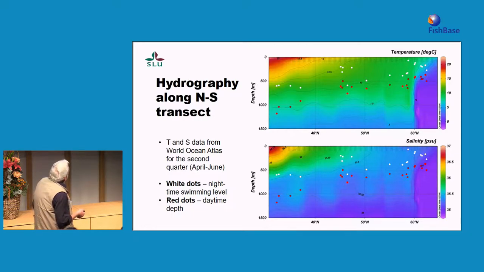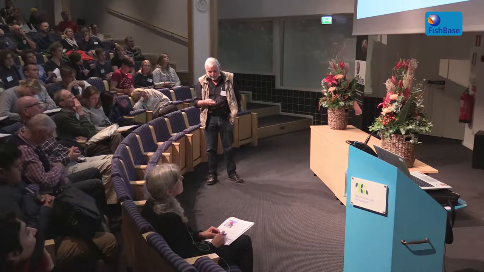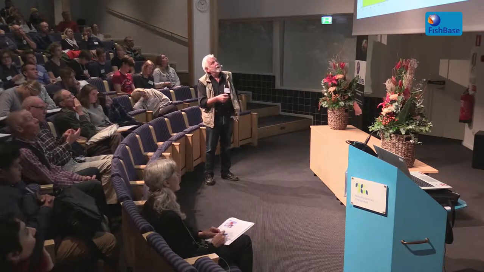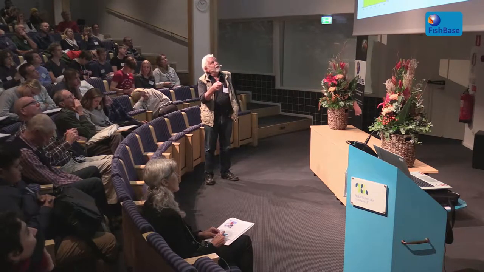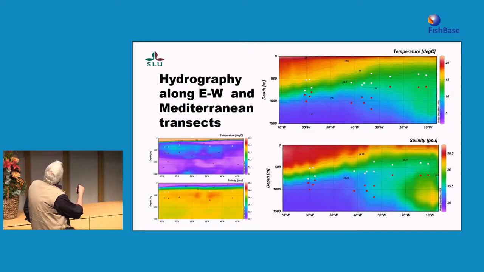and it turns out that at least roughly the daytime depths follow the permanent thermocline in the ocean. We can do the same with the east-west section and find similarly that the daytime depths follow, in this case, around 12 degrees, between 10 and 15 degrees.